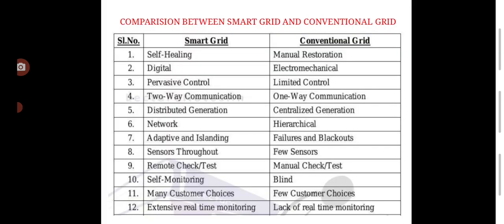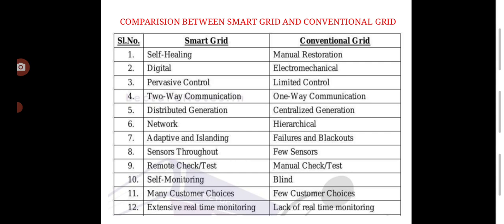Next, we can see the comparison between the smart grid and the conventional grid. This is also one of the important topics. Under the smart grid, there are more or less 12 points. You can go through this in detail, and you can analyze it in the books also.